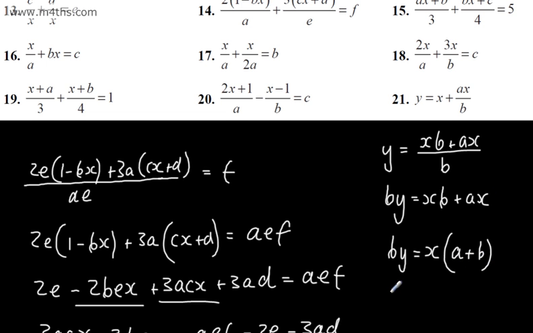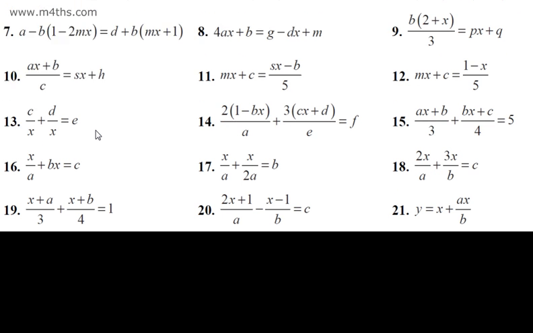Dividing both sides by the bracket, y multiplied by b, or b multiplied by y, divided by (a plus b) is equal to x. That is one way that you could do it. I think that's the nicest way looking at it. Okay, let's see if we can do a couple more.